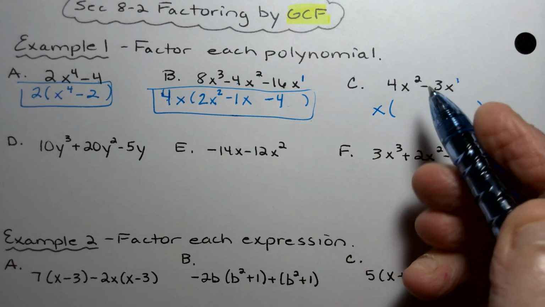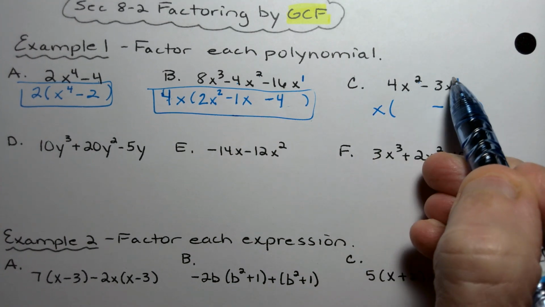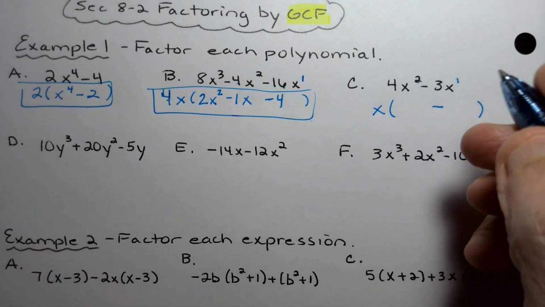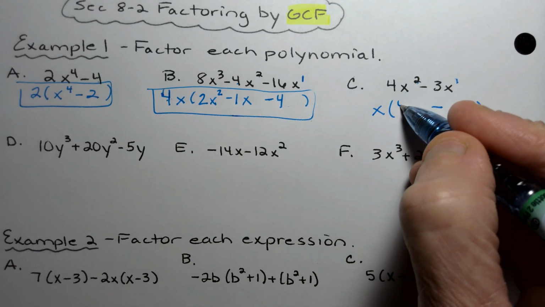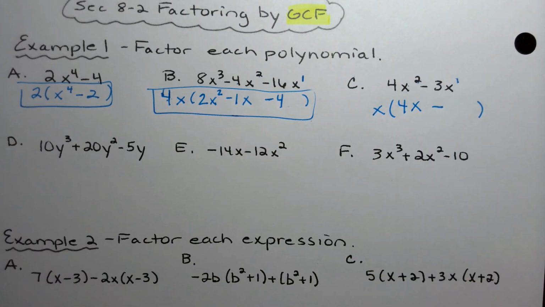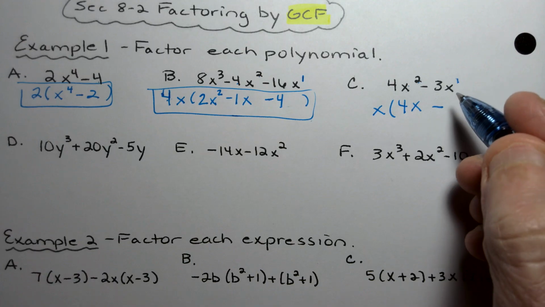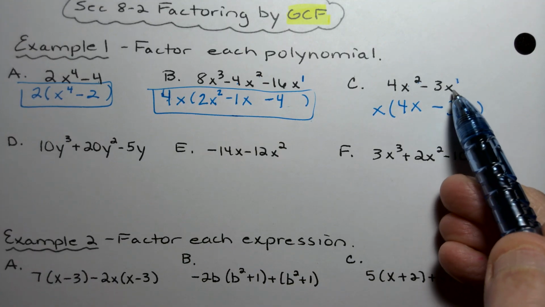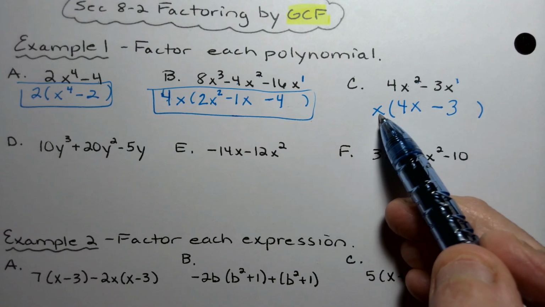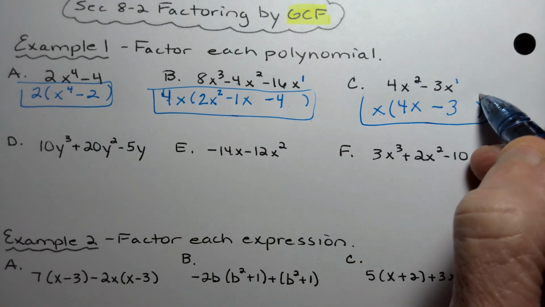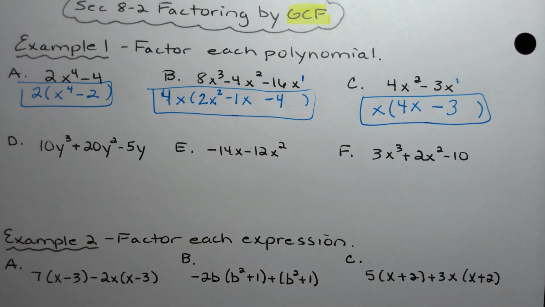Yes. I can't take 2 out, though. This one has 2, but this one doesn't. I can only take out what I can take out of both of them. So if I take this out, the 4 is still here. I didn't do anything with that, but I took one of these x's, so I have 1 left. Now, if I, again, left the 3, because it had to stay there, but I took out this x out front, so there's no x left. So we're done. That is factored.